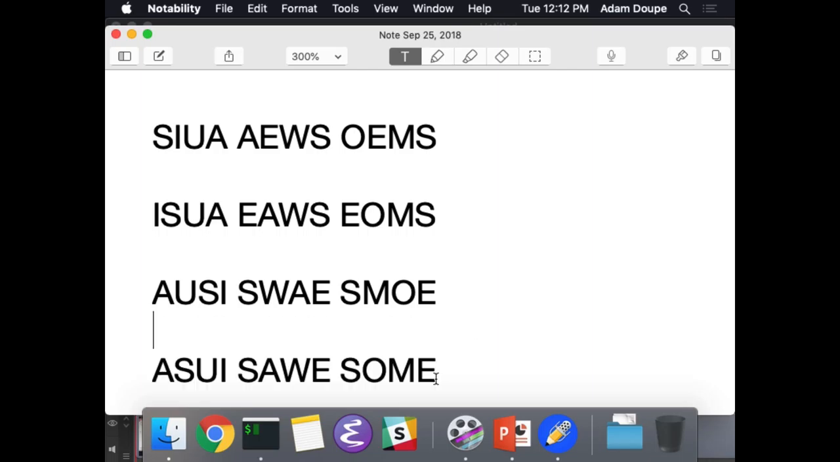Was that guaranteed to have worked? No, we're just trying random combinations of transposing these characters to try to get something that looks English-like.